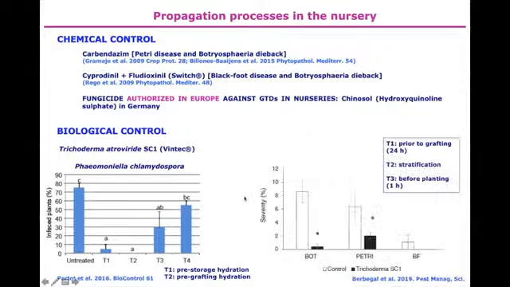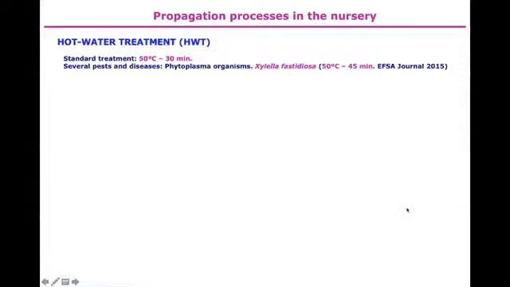Recently, researchers in Italy and Spain demonstrated that the application of Trichoderma atroviride strain SC1 at the hydration stage effectively reduced infection by Petri disease pathogens in Italian and Spanish nurseries, and Botryosphaeria species in Spanish nurseries. No significant effect was observed against Blackfoot disease incidence.